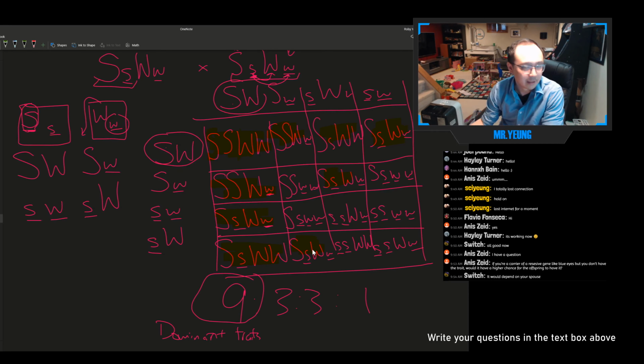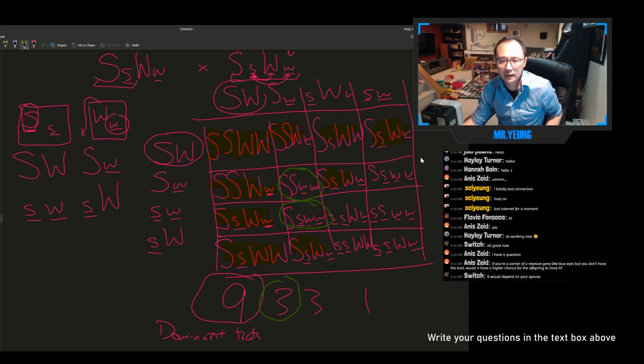Perfect, right? 9. The next one, your 3, is going to be your dominant and recessive. So uppercase S and lowercase w, uppercase S and lowercase w, uppercase S and lowercase w. That's your 3. Your next one is going to be the other set, which is recessive and dominant, recessive and dominant, and recessive and dominant. So that's your 3. And then your last one, your 1, is your 2 recessive traits.